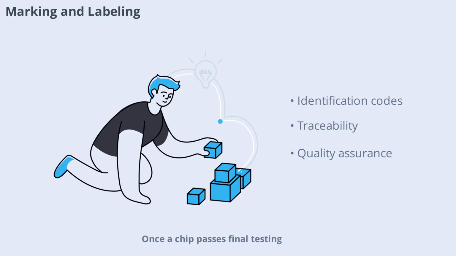Once a chip passes final testing, it is marked with identification codes and labels. These markings provide important information about the chip's specifications, manufacturing date, and batch number. Accurate labeling is essential for traceability and quality assurance throughout the supply chain.